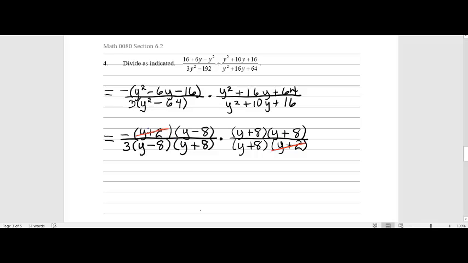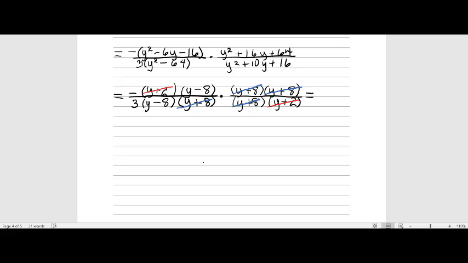So this y plus 2 in the denominator divides out with this y plus 2 in the first numerator. Y plus 8 in the first denominator divides one time into y plus 8 in the second numerator. Y plus 8 in the second denominator divides one time into y plus 8 in the second numerator. All right, and then we have the y minus 8 in the first denominator dividing one time into the y minus 8 in the first numerator.